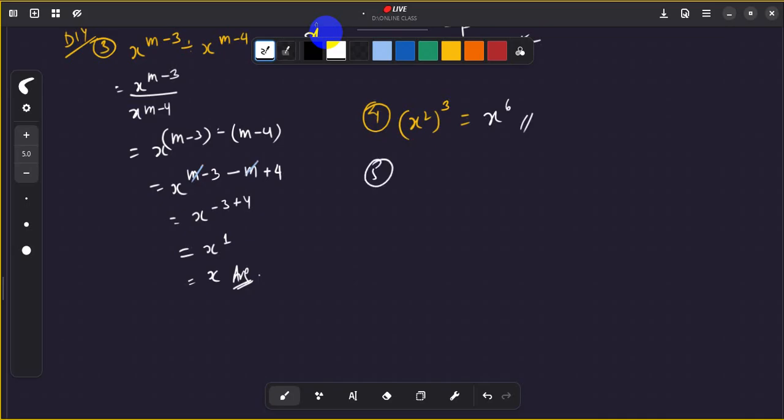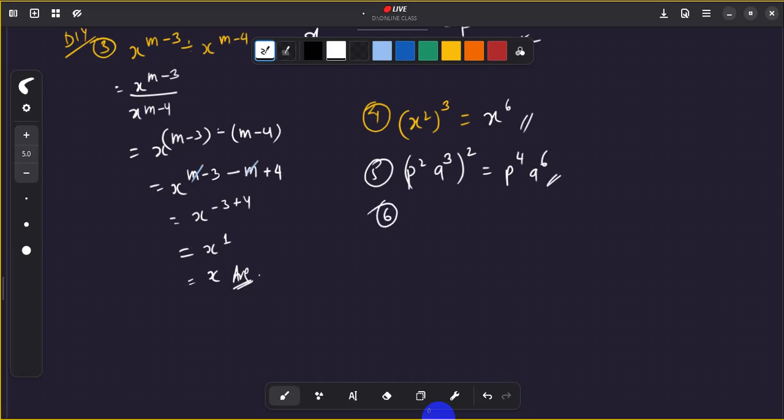Similarly, question 5 is p square q cube whole square. Okay, can you tell what is its answer? What will be its value? p square q cube whole square. It is p to the power 4, q to the power 6. Right.